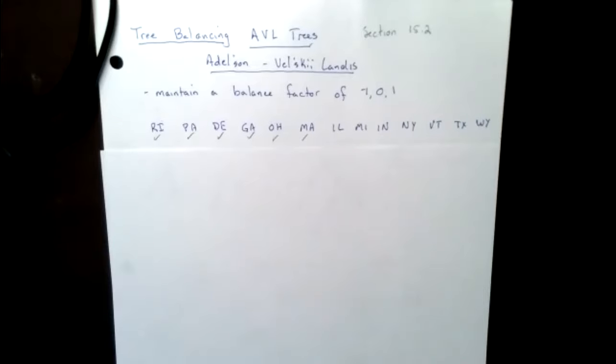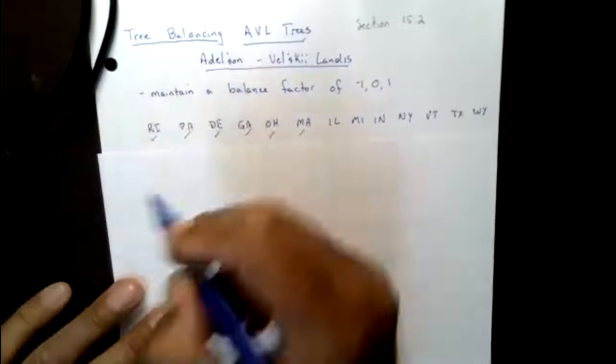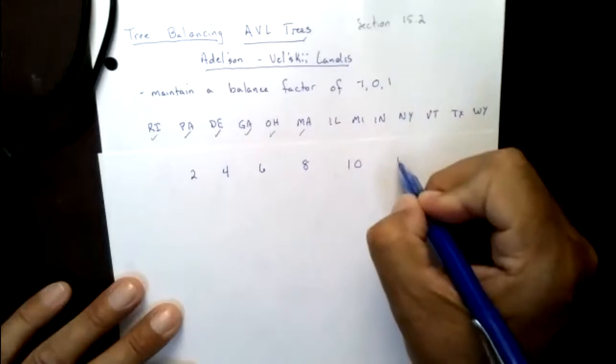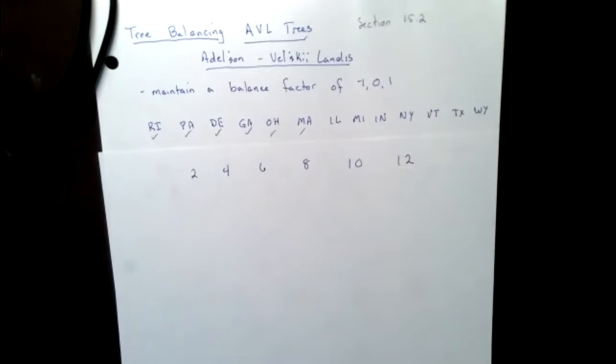All right. The next section, section 15.2. Sometimes when I build a tree, my tree could get really ugly. For example, if I said I want to build a tree with the numbers 2, 4, 6, 8, 10, and 12. If I build a binary tree with these numbers and I wanted to search, my worst case scenario is big O of n. It's not ideal, is it?